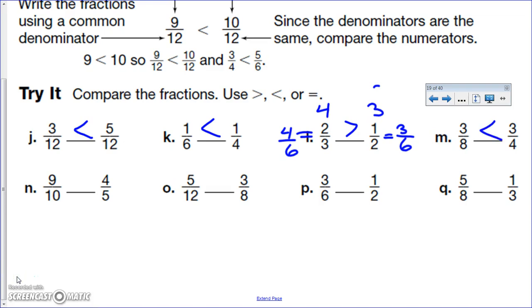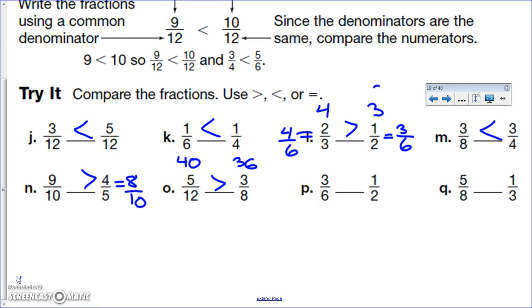For N, 9/10 and 4/5, it's very easy to get 4/5 up to tenths. So we're going to multiply the numerator and the denominator by 2 to get 8/10. Which means 9/10 is greater than 8/10, so 9/10 is also greater than 4/5. For O, we're going to use the cross multiplying method this time. So 5 times 8 is 40, and we're going to put that above the 5/12. And then 3 times 12 is 36, so we're going to put that over the 3/8. Which means 5/12 is greater than 3/8.